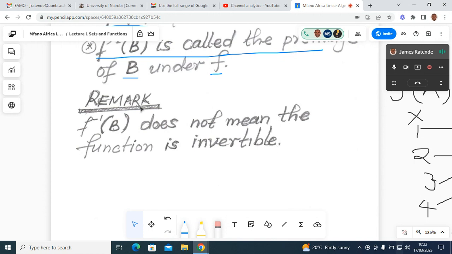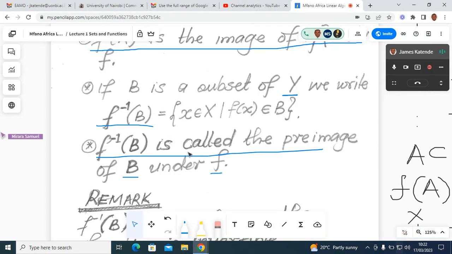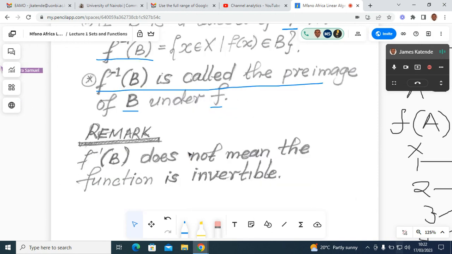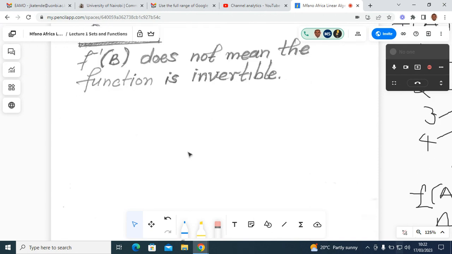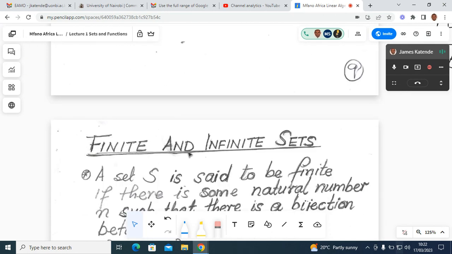So this is the comment I just made earlier, that this set does not mean that the function is invertible. The function may not be invertible, but we'll still be able to define this set. I've done it for a fairly simple situation, but as we go along, we will have more interesting examples. The main idea here is to understand what these definitions mean and how you can use them. We shall be using them along the way.